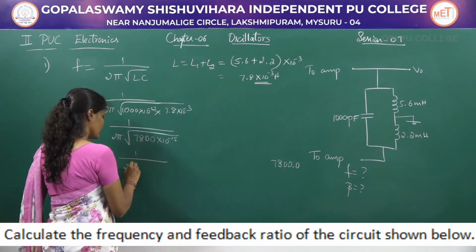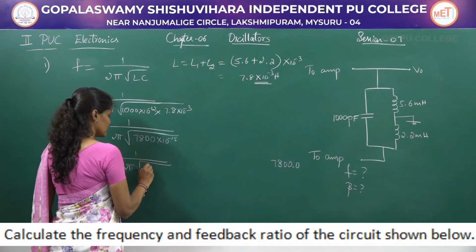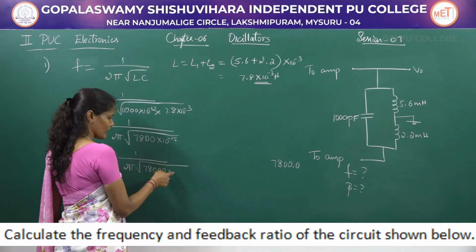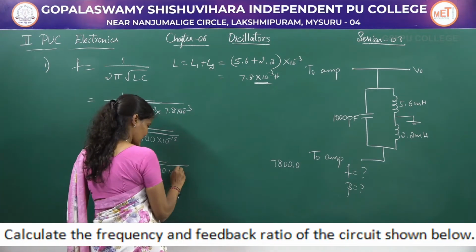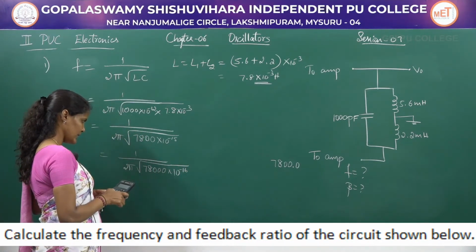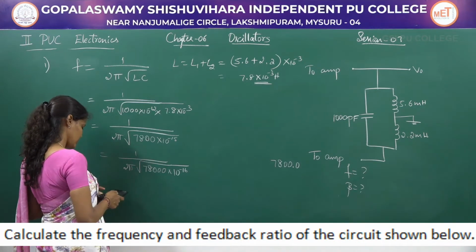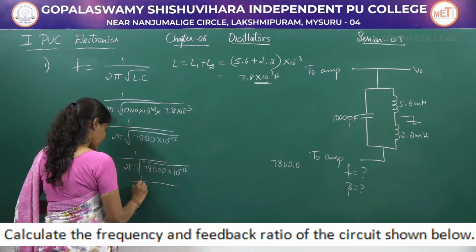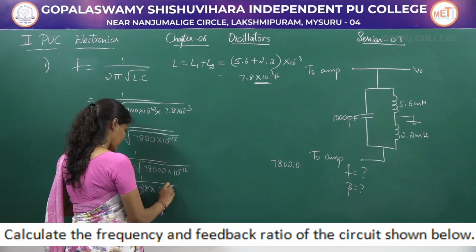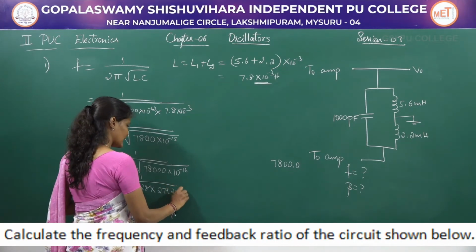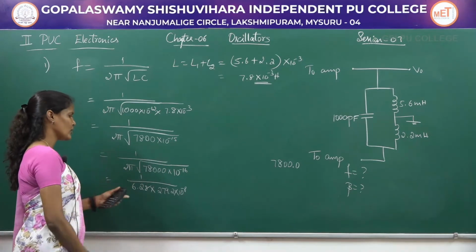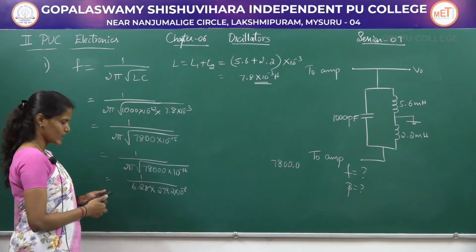So let us shift the point towards the right by one place. 1 divided by 2 pi root of 78000 into 10 to the power of minus 1 into 10 to the power of minus 15, which gives us 10 to the power of minus 16. So the root of 78,000 is 279.2. So 1 divided by 6.28, that is 2 into 3.14, into 279.2 into 10 to the power of minus 8. The 10 to the power of minus 6 is within the square root; when I take it out of the square root, its value becomes 10 to the power of minus 8.